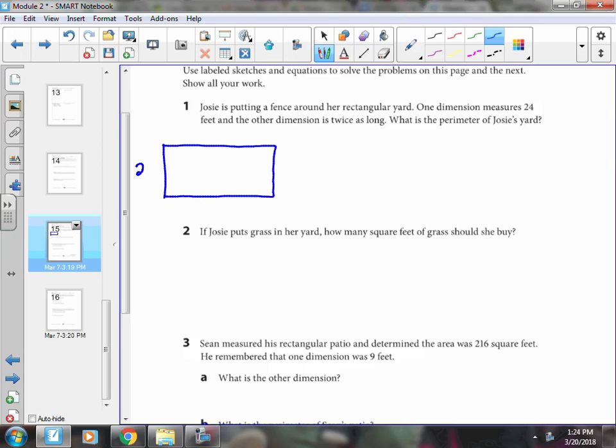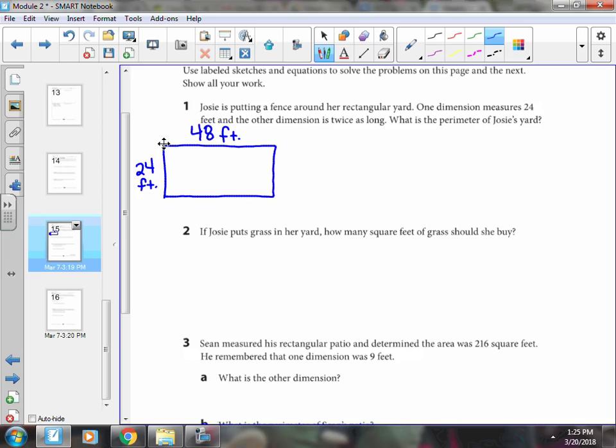And I know that one side is 24 feet because they told me. And the other dimension is twice as long. So that must mean 24 plus 24 is 48. That means the other dimension must be 48. The actual question says, what is the perimeter?